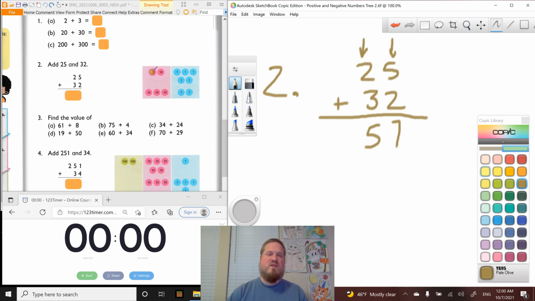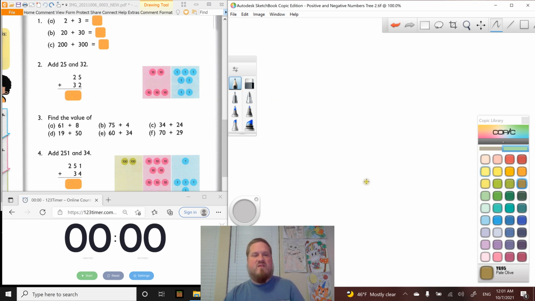There's another way of doing it. 1, 2, 3, 4, 5. 5 groups of 10. That gives us our 50, right? And then 1, 2, 3, 4, 5, 6, 7. That gives us our 7 groups of 1, 57.